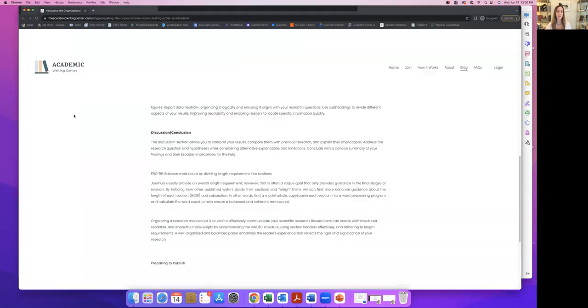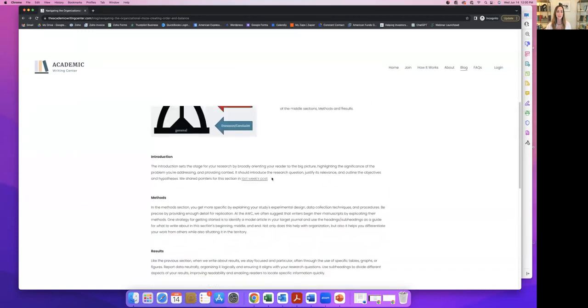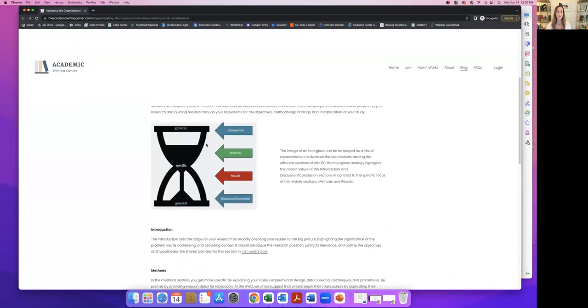At the end of the day, I find that this visual, this analogy of the hourglass, is incredibly helpful. So hopefully this is helpful to you.